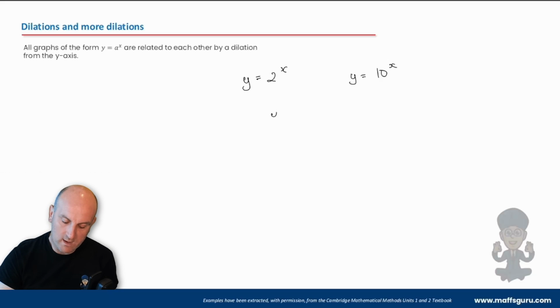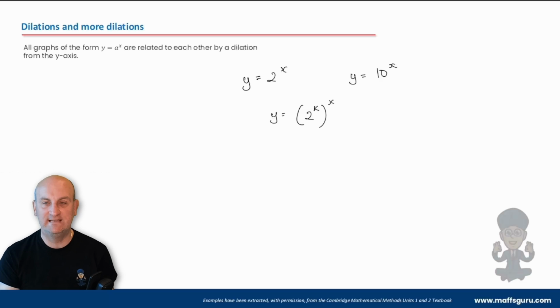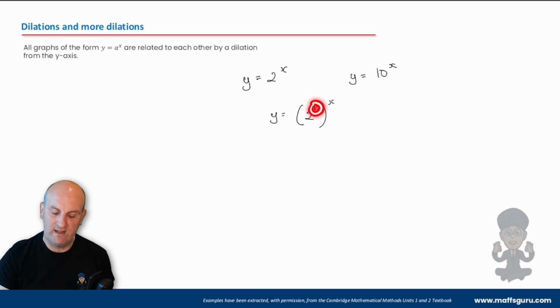I can write y equals 10 to the power of x as (2 to some sort of power of k) to the power of x, right? So I don't know what k is at this moment in time, but there must be a value of k that when I do 2 to the power of it, it gives me 10. That sort of makes sense. And using my index rules from previous chapters, that gives me 2 to the power of kx.